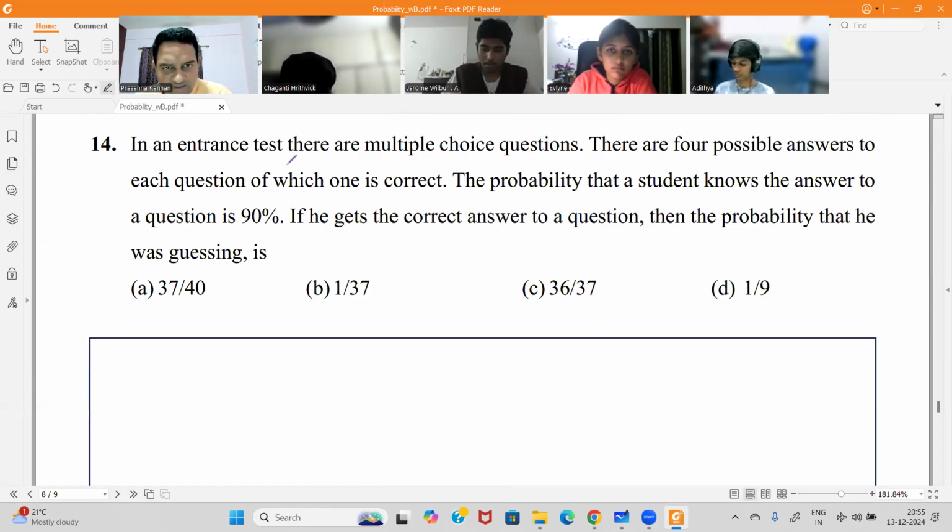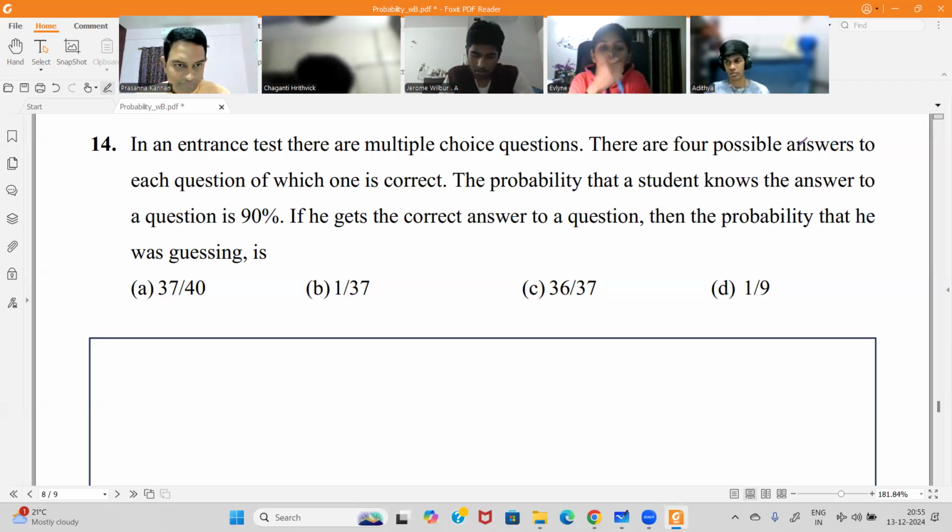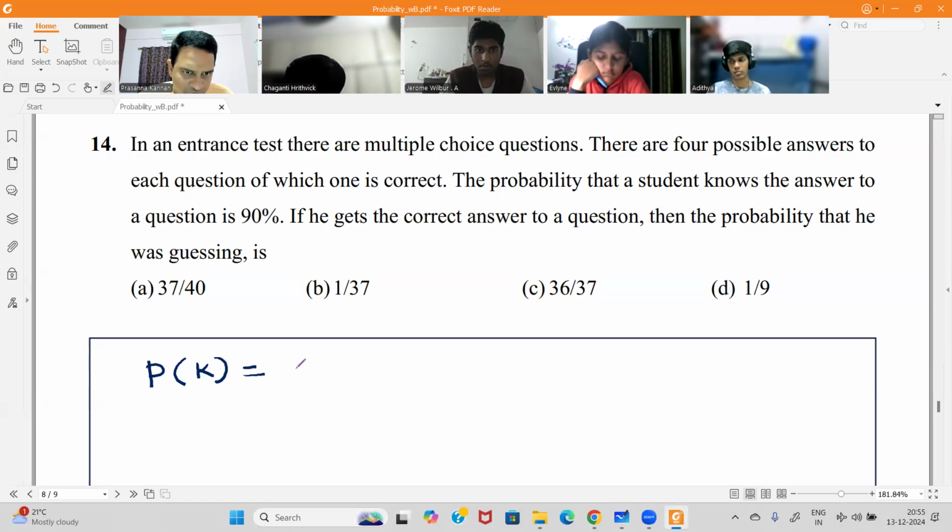In an entrance test, there are multiple choice questions. There are 4 possible answers to each question, out of which one of them is correct. The probability that a student knows the answer to a particular question is 90%. So let's represent that by K. So the probability that a student knows the answer is 90%.